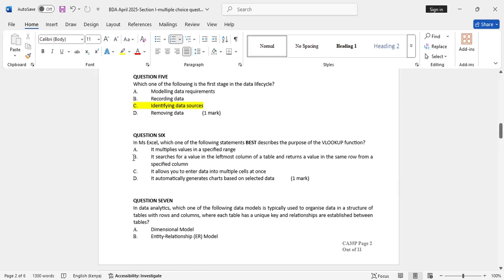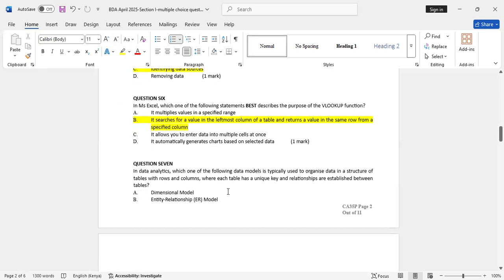So the correct answer here was B. Don't know why it's not highlighting. Let me undo that. Yes, the correct answer here was B. So we go to question 7.